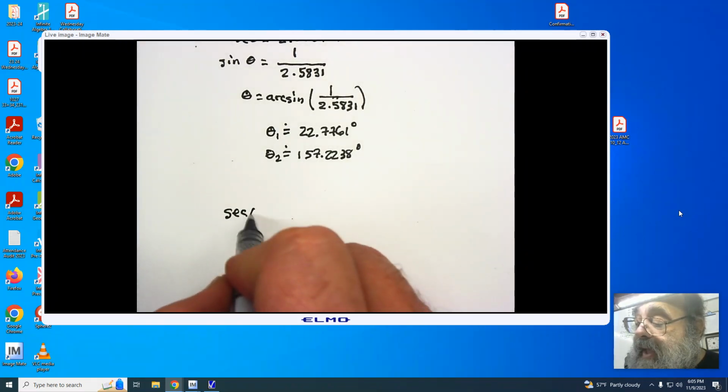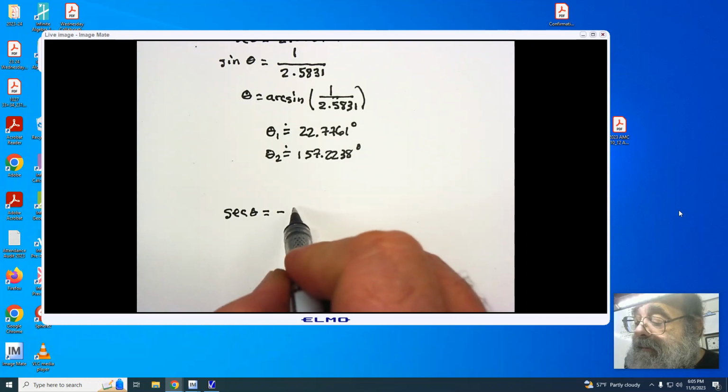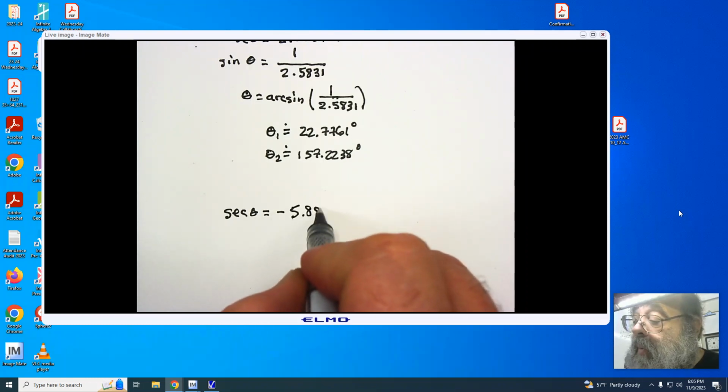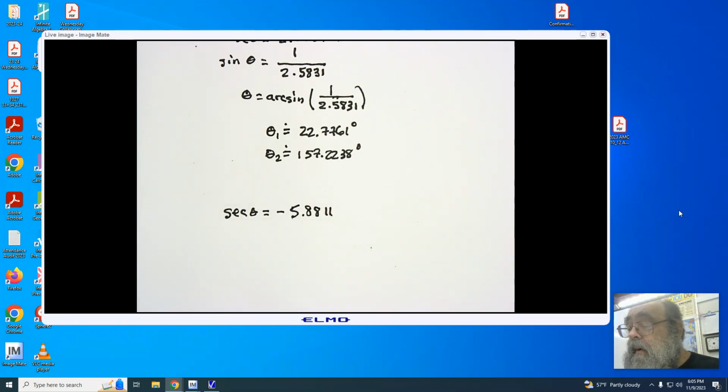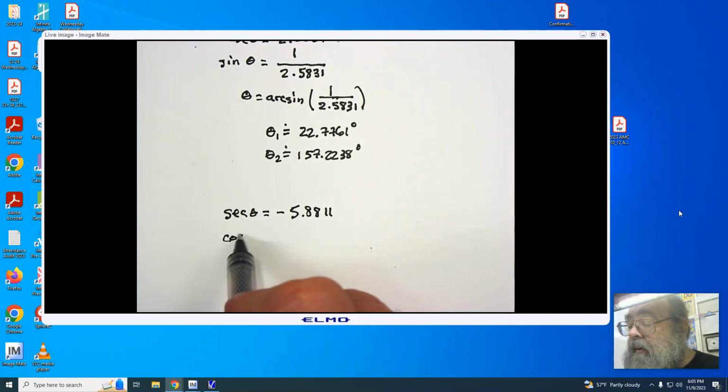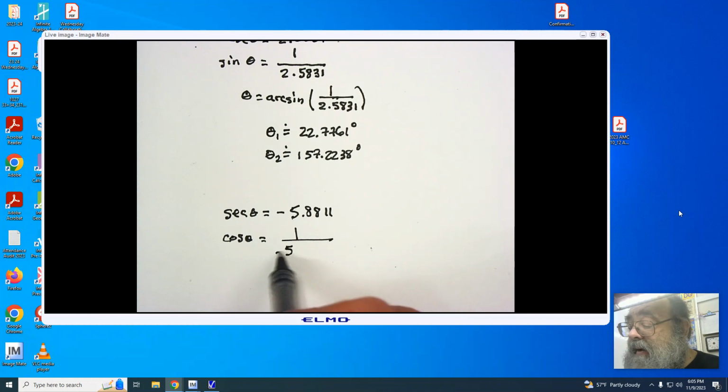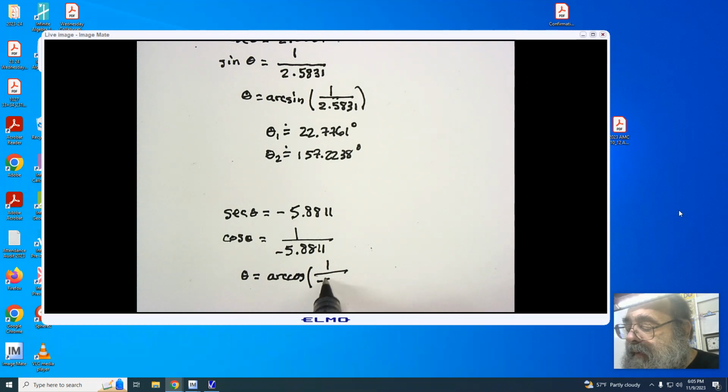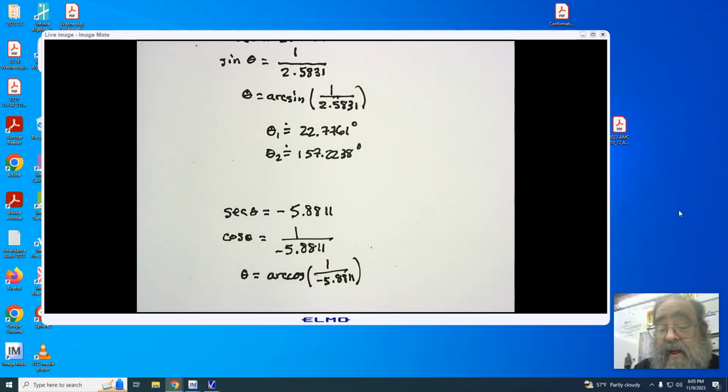The secant of theta is negative 5.8811. We change it into a cosine. We take the reciprocal, 1 over negative 5.8811, and we now take the arc cosine of 1 over negative 5.8811, and I put this into my calculator.